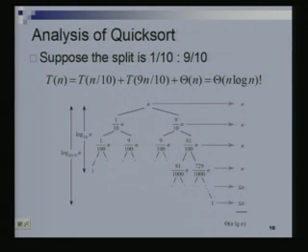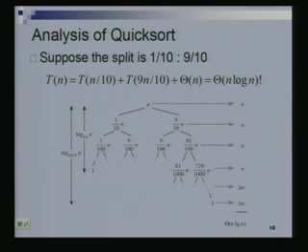Let's continue with this analysis. So we saw that if the split was half and half at every step, then we are lucky, and we get n log n time. Now suppose it was not half and half, but 1/10, 9/10. That is, 10% of the elements end up on one side and 90% of the elements end up on the other. And suppose this was happening at every stage. So you will not call this lucky, because it's not half and half, but it's still good, which is what we'll argue now.